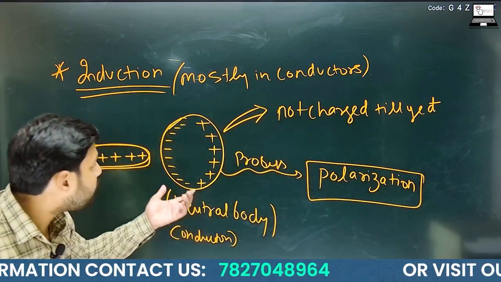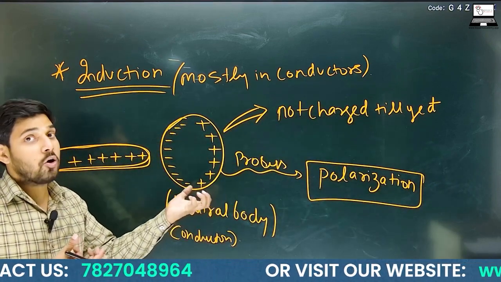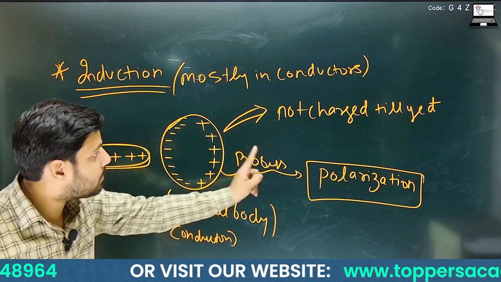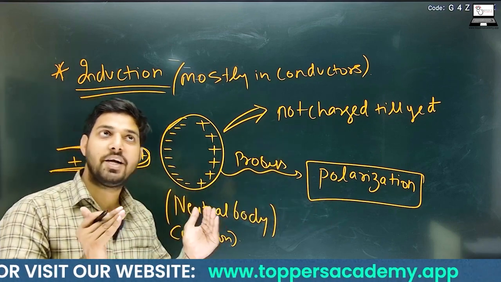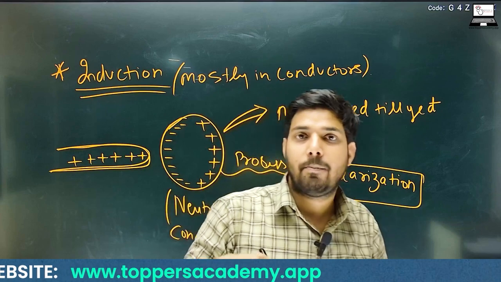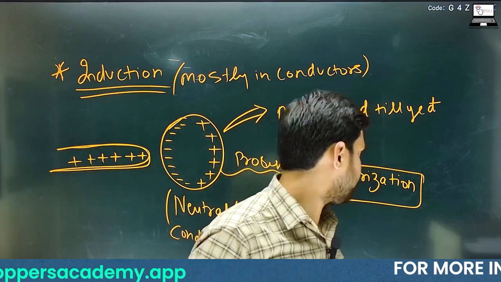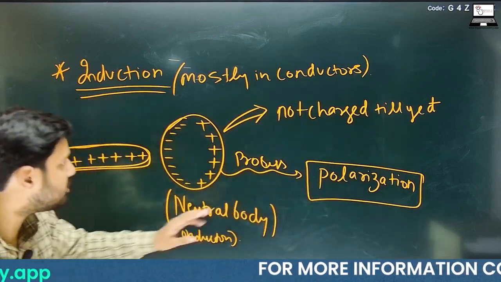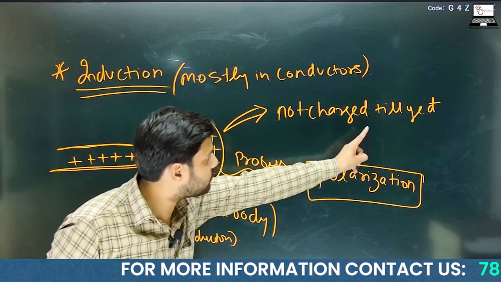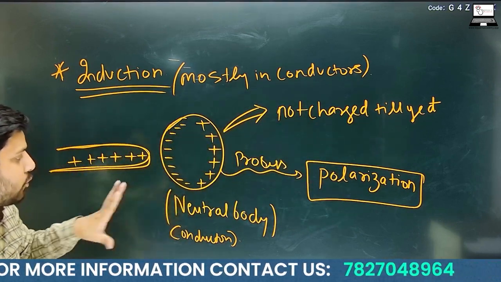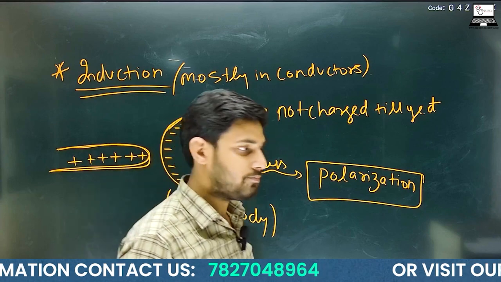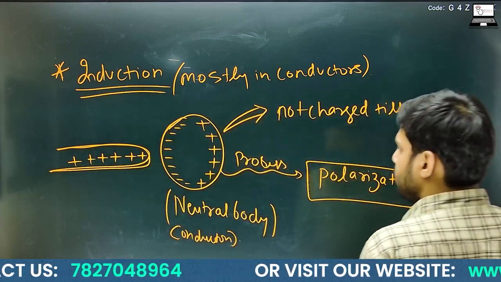It means the sphere is polarized now, but is not charged. It is neutral, but polarized. Charge has been separated within the body, but hasn't come out from the body. So this is a polarized sphere, but not a charged sphere. It is right now even a neutral sphere. Clear? Okay.